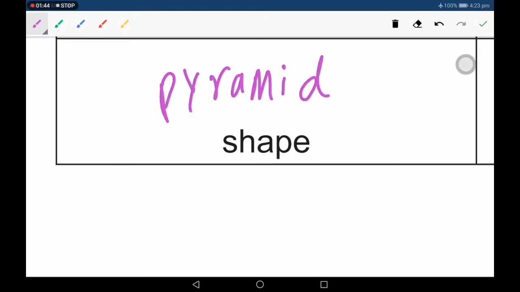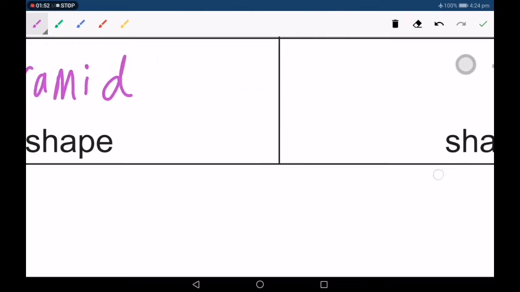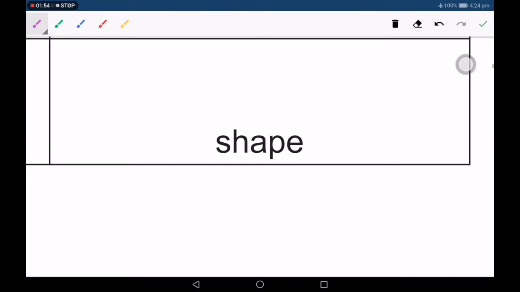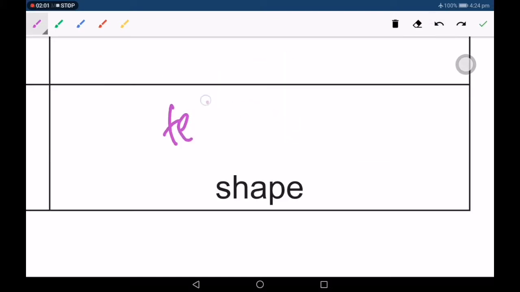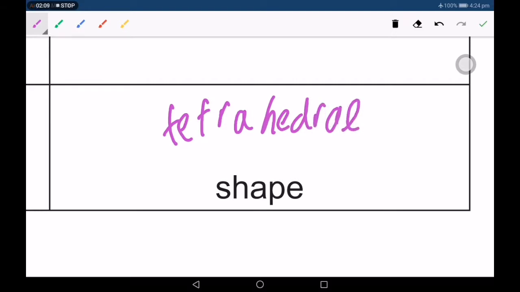You must refer to VSEPR theory, which is valence shell electron pair repulsion theory. That is very important. It will help you to determine the shape. So in case you don't know where to find the material, it's there in the textbook.